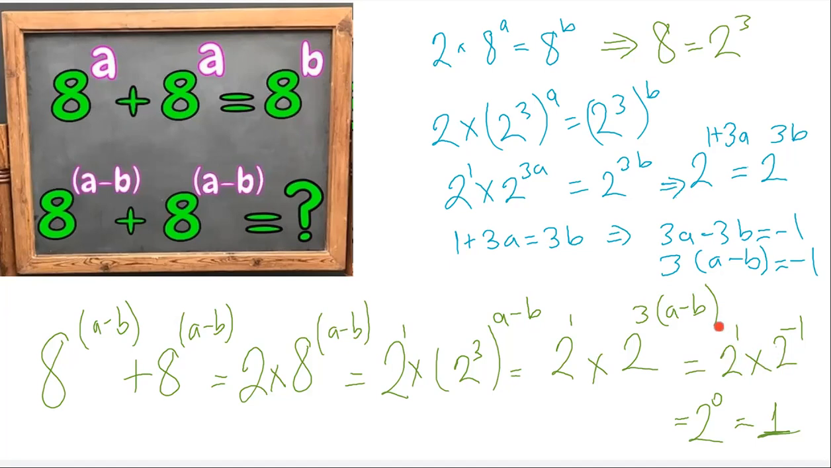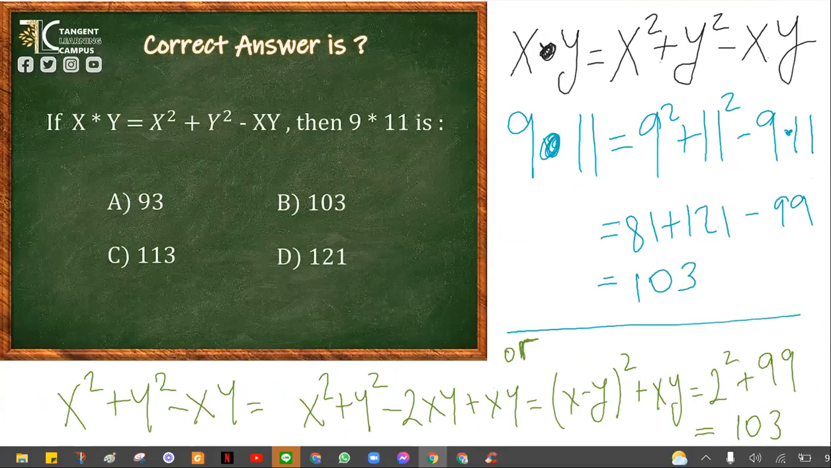Now if bases are the same, we add the powers. 1 plus -1 is 0. So 2 power 0 is 1.